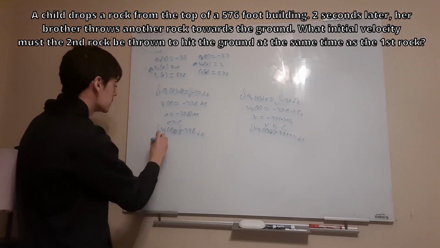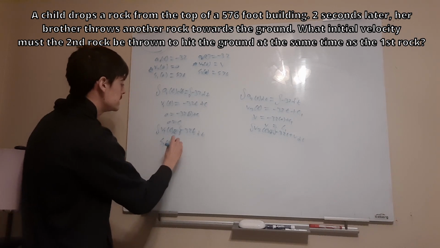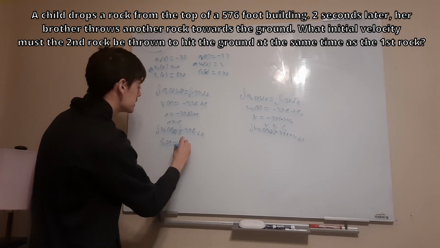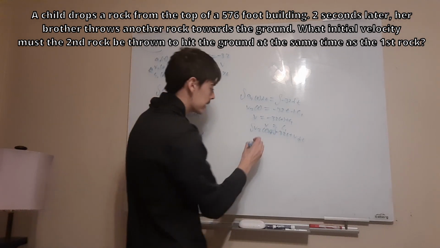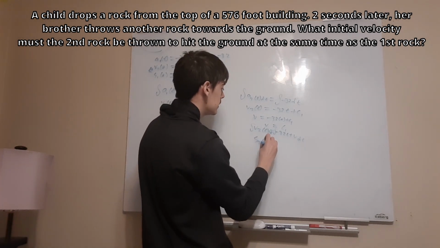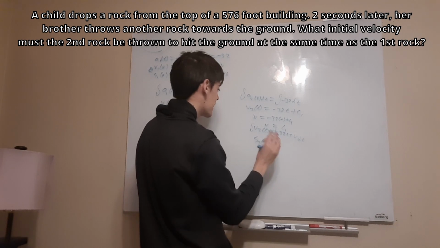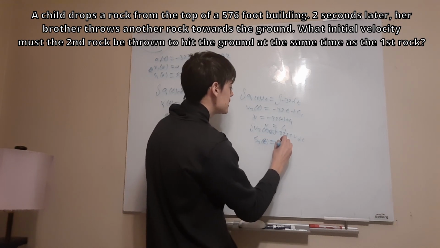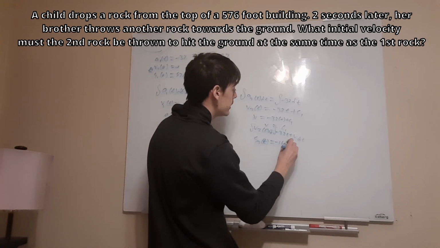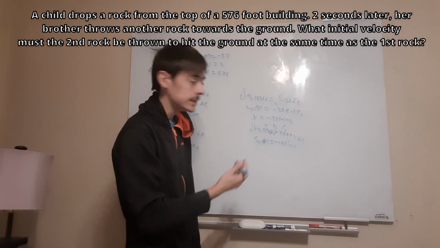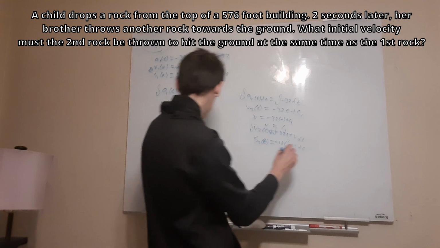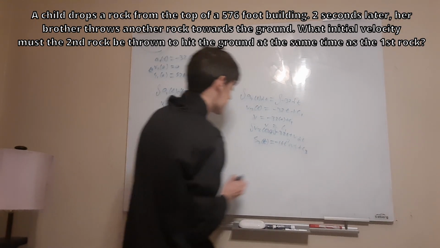Integrating both of these, we will get s1 of t equals negative 16 t squared plus c2. Over here, integrating this, we will get s2 of t, I should say, my bad, will equal negative 16 t squared plus vt. Don't forget integrating v, because v is a constant, we're just going to get vt, and then plus a c3 in this case.